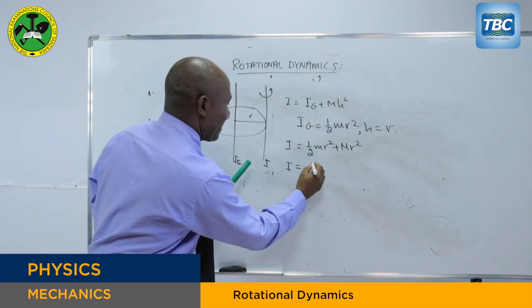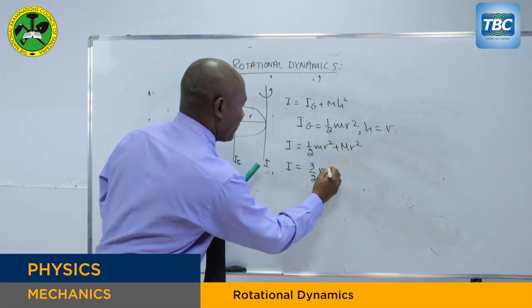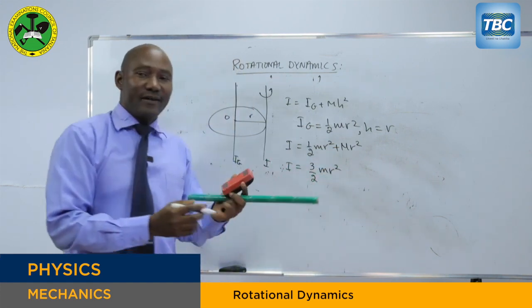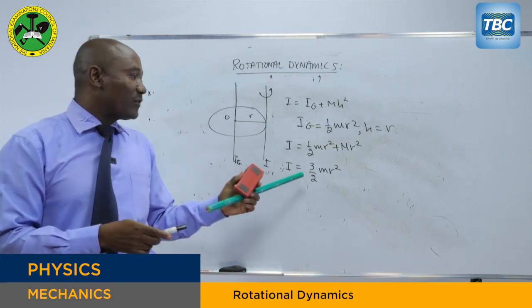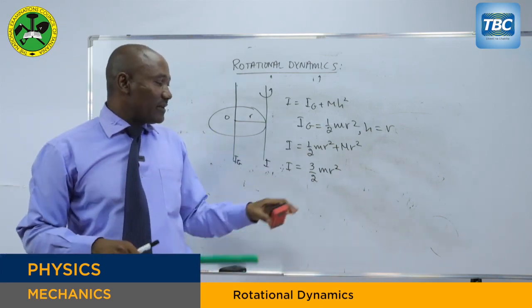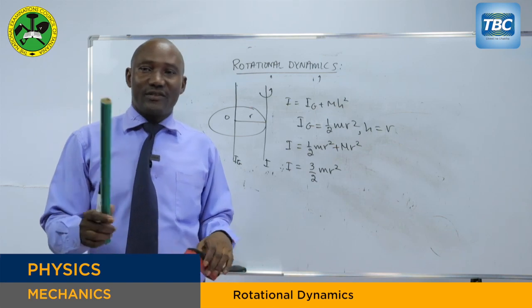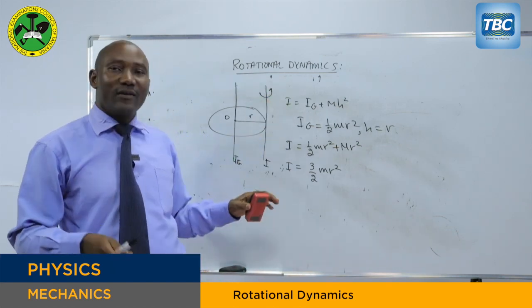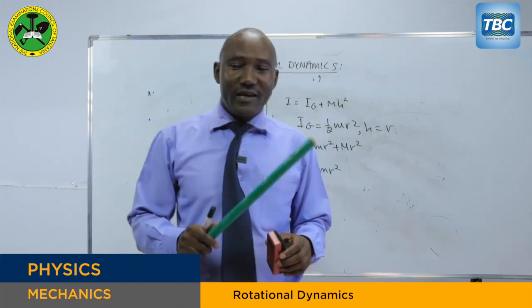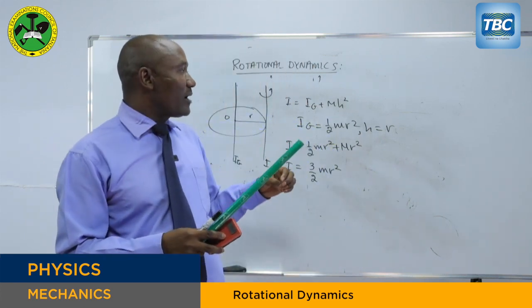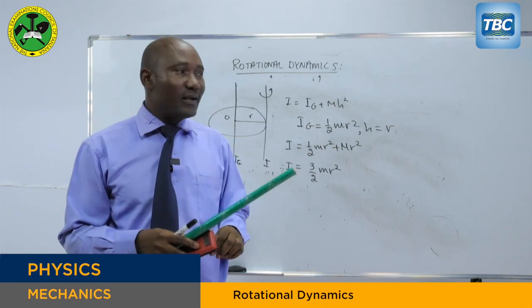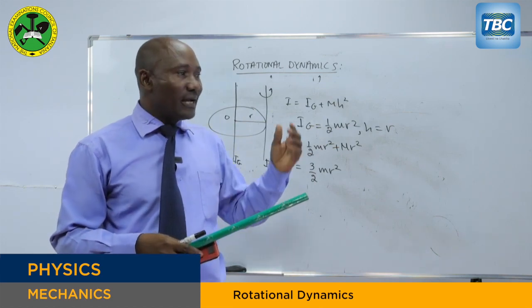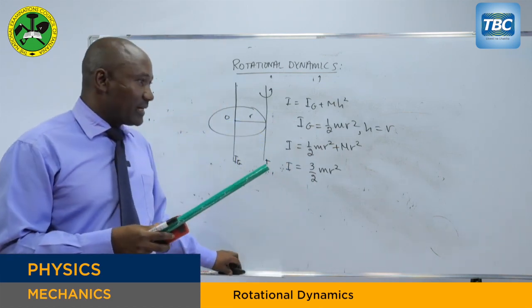That gives us 3/2 mr squared. This is the moment of inertia of the disk about its axis, which is passing through the circumference but perpendicular to the plane. I think now you are comfortable and aware of how to apply this parallel axis theorem. Now, our second theorem is the perpendicular axis theorem.